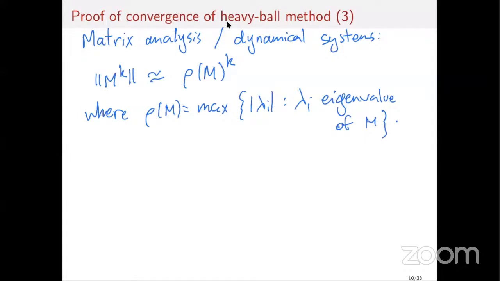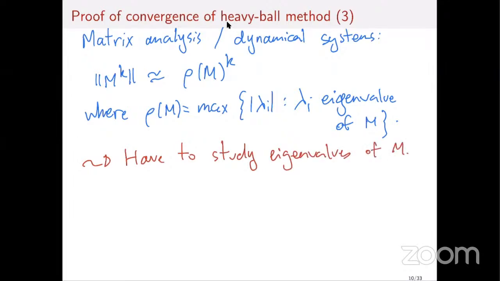Okay, so now this reduces the question to really studying the eigenvalues of M. So we have to study the eigenvalues of M. Let's remember what M looks like. So M is (1 plus beta) identity minus T A, minus beta identity, and 0.